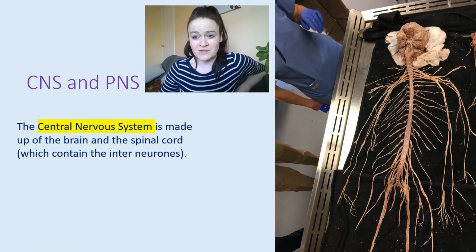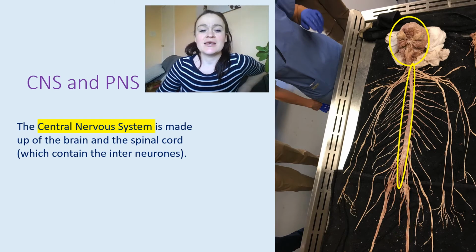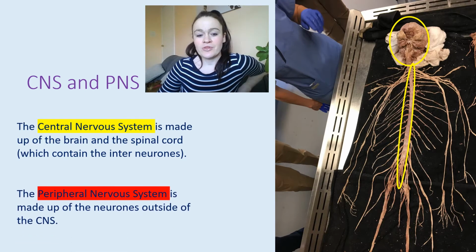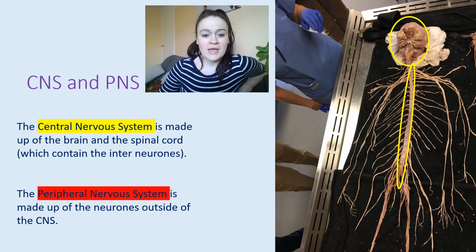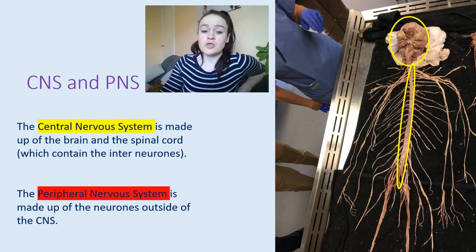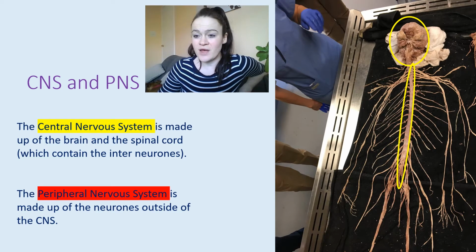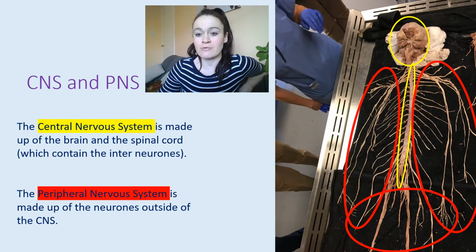So the central nervous system, as I said, is the brain and the spinal cord, which can contain the interneurons, and I've just highlighted that in yellow. Now the peripheral nervous system is made up of basically any neuron outside of the central nervous system. So I've highlighted it here in red.